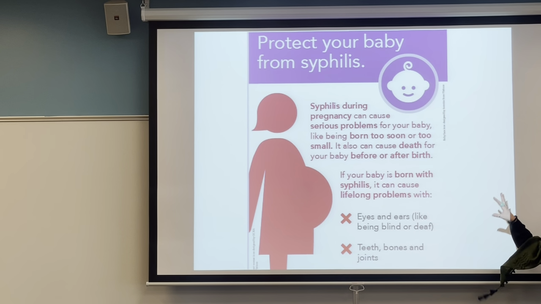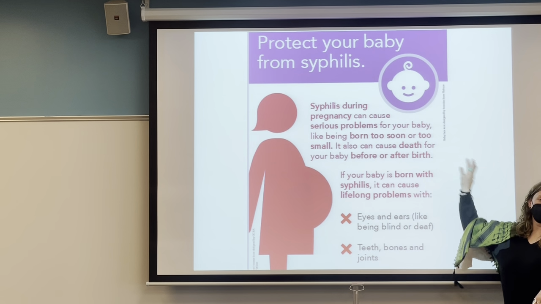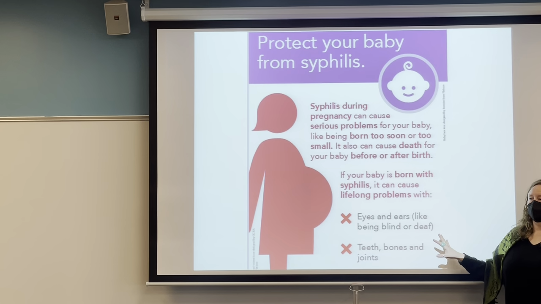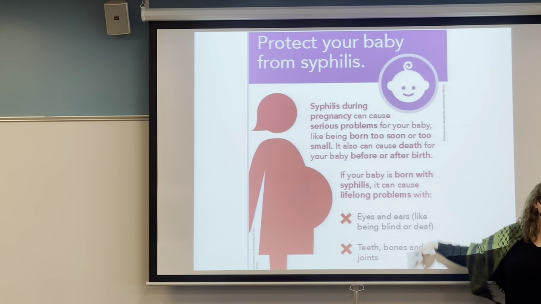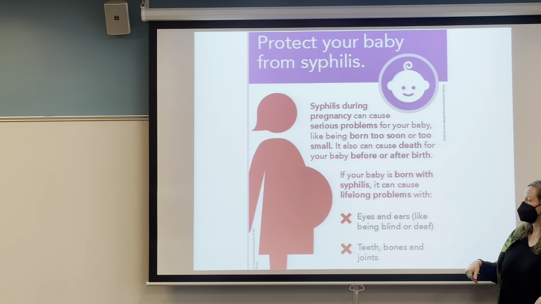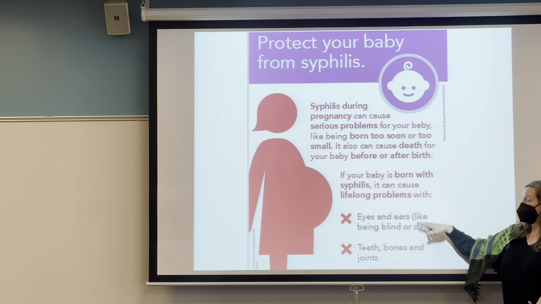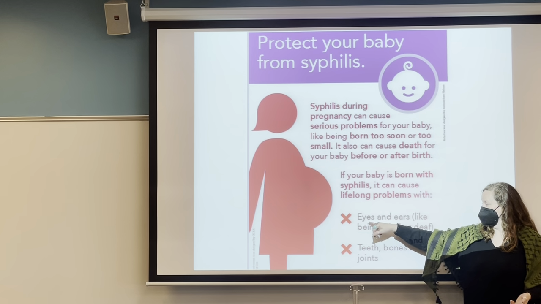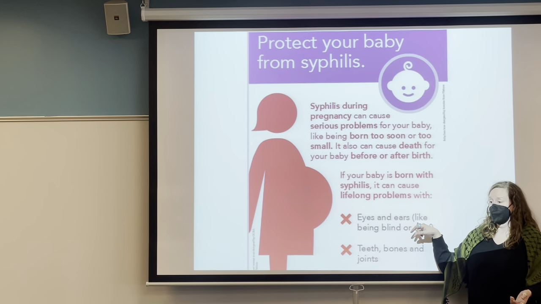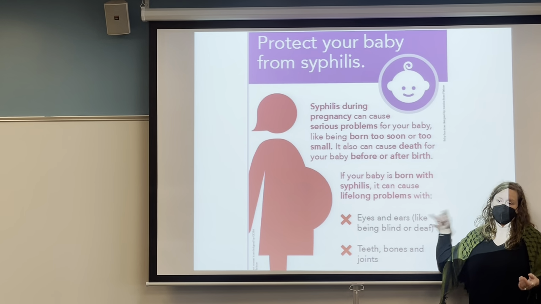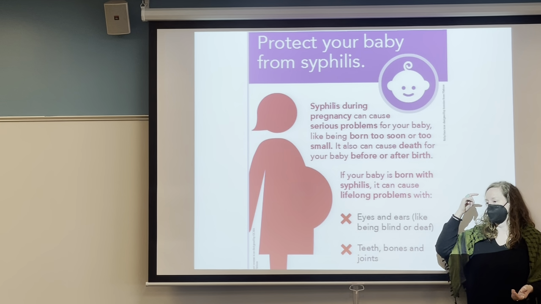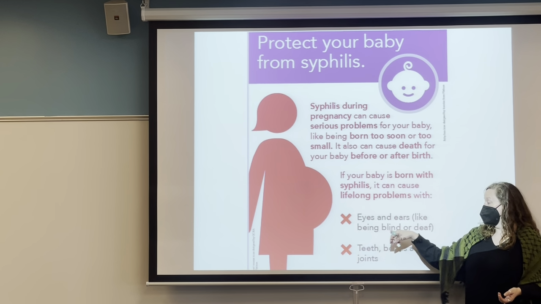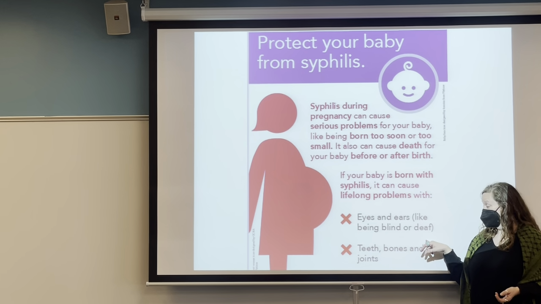Syphilis has so many issues. Usually when someone's pregnant, they will do blood tests and test for all kinds of things. Syphilis will be one of them. Kids who are born to a mother who has syphilis may have defects of the eyes and ears. It could be just tube issues, or they end up getting a lot of infections, or they could be blind or deaf.